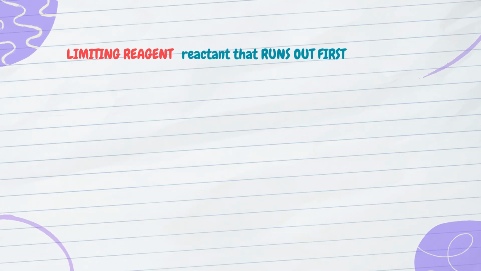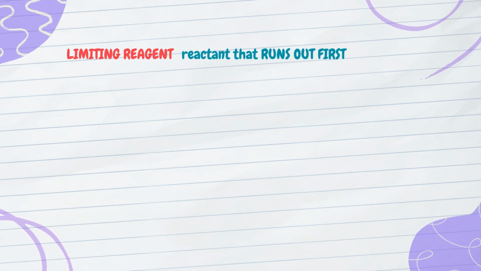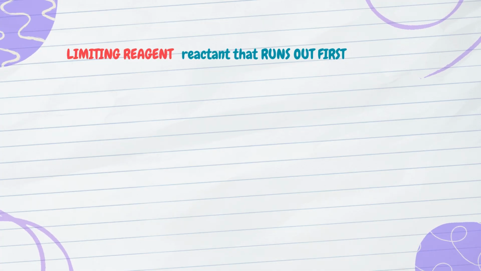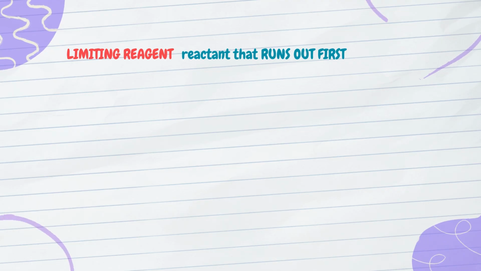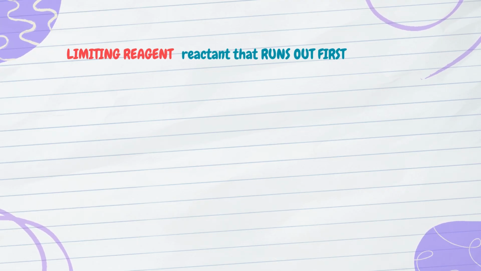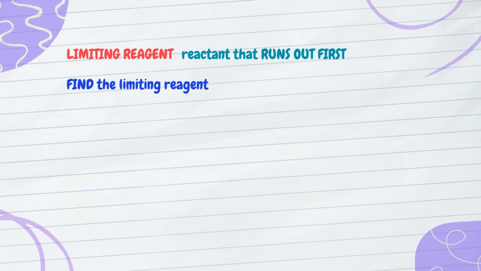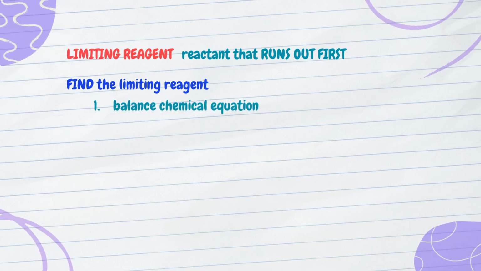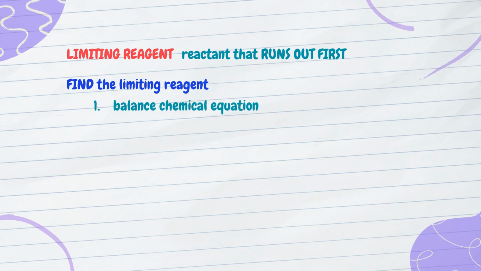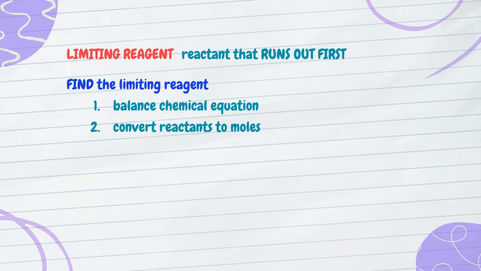To recap, a limiting reagent is a reactant that runs out first. An excess reagent is a reactant that is left after the completion of the reaction. A limiting reagent determines how much product can be formed. When the limiting reagent runs out, the chemical reaction stops. To find the limiting reagent, balance the chemical equation if the equation given is not balanced, then convert the given reactants to moles.